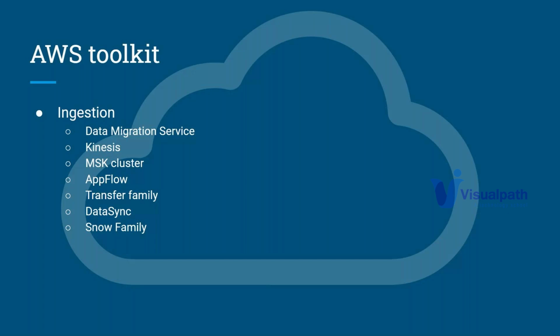So what Snow Family will do is they will send a Snowball, which is a hardware device like a pen drive or hard disk, to our location. We need to copy the data onto it and send it back. Then it will be uploaded to the cloud service. Only Snow Family is a physical drive. The other things are services only: DMS, Kinesis, MSK cluster, AppFlow, Transfer Family, DataSync. All these are services only.